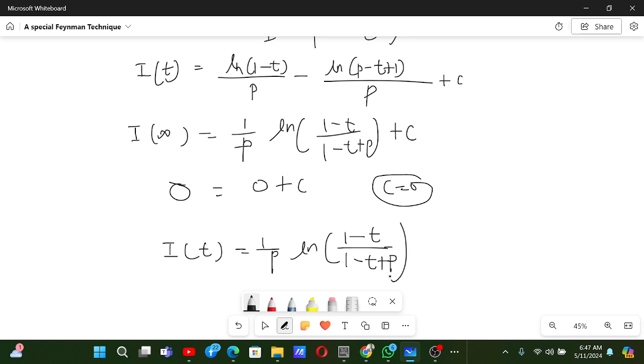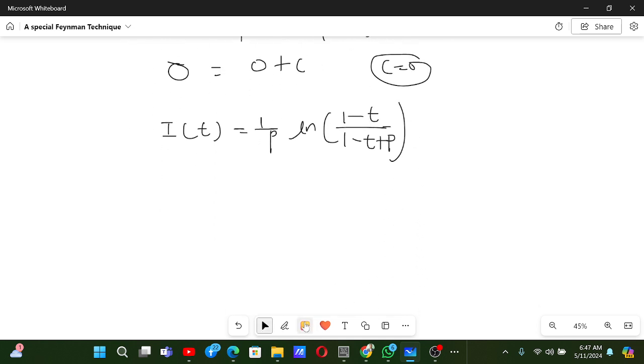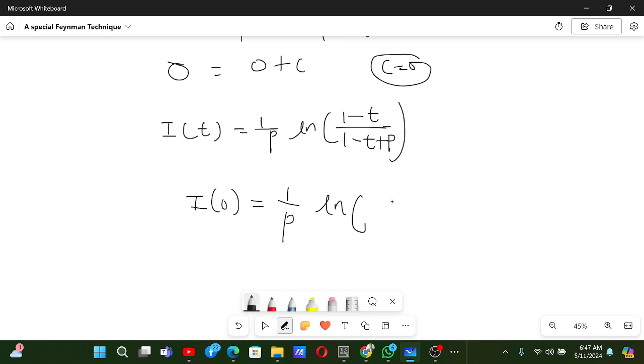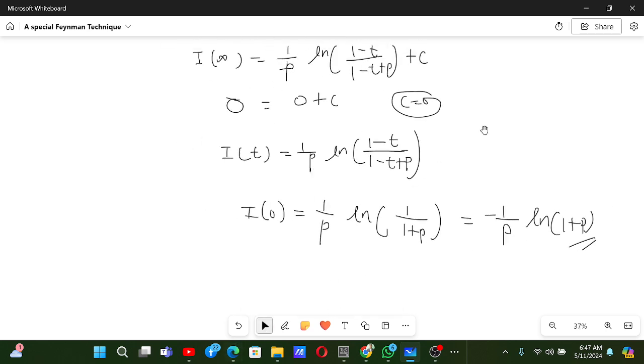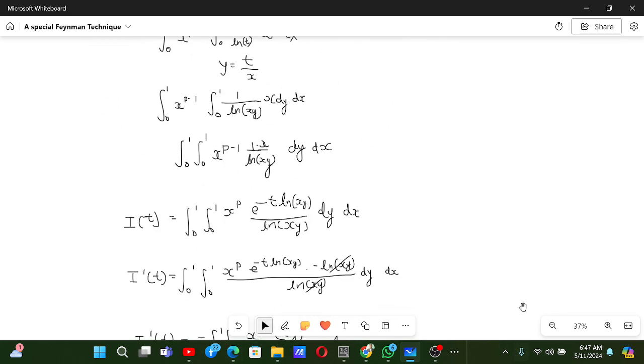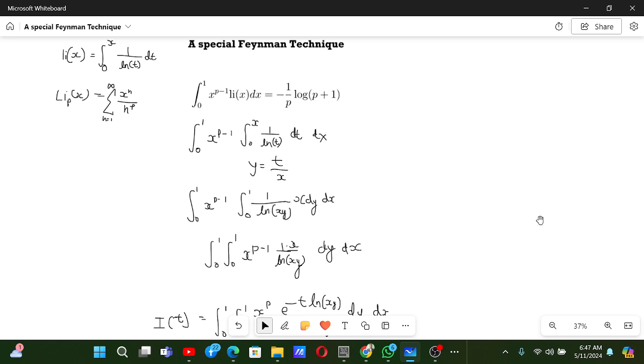Nice. Now we need to find I of 0. I of 0 is 1 by p ln of 1 by 1 plus p. And this is minus 1 by p ln of 1 plus p, which is the answer. Let's check: minus 1 by p ln of 1 plus p.